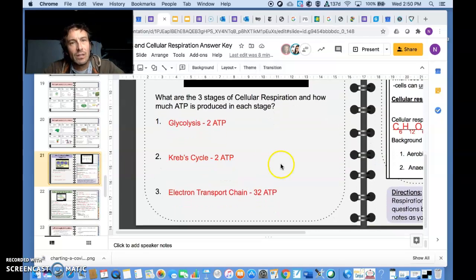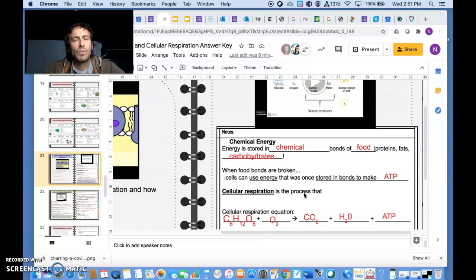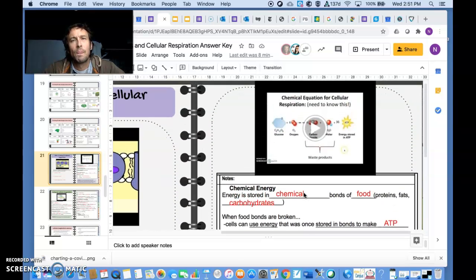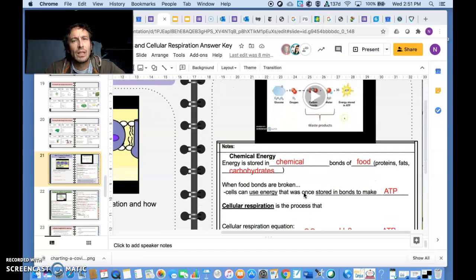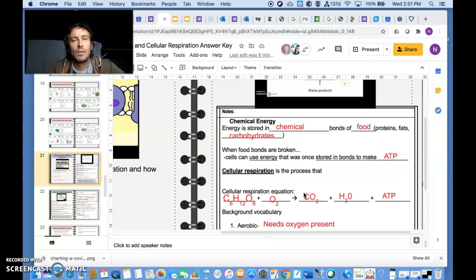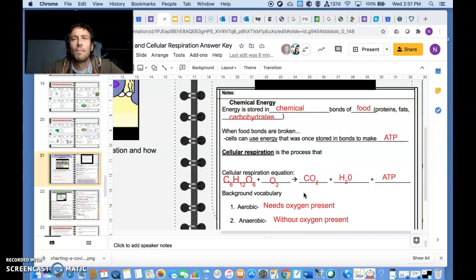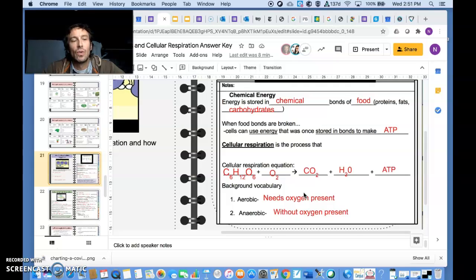So there's 3 stages. Glycolysis, and it's right in the name there, to break up glucose, the Krebs cycle, and the electron transport chain. So you probably got to this point yesterday, and it's some reminders, right, that energy is stored in chemical bonds, the foods we eat, right? And when the bonds are broken, we can use that energy. But remember, we have to convert it into a usable form.